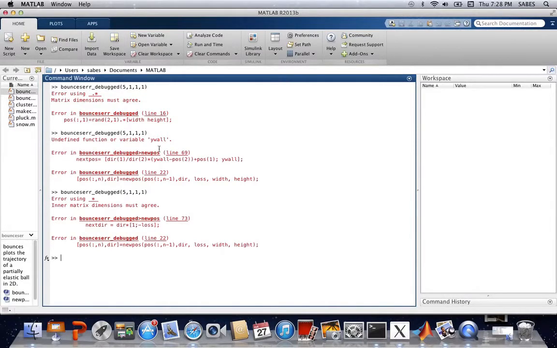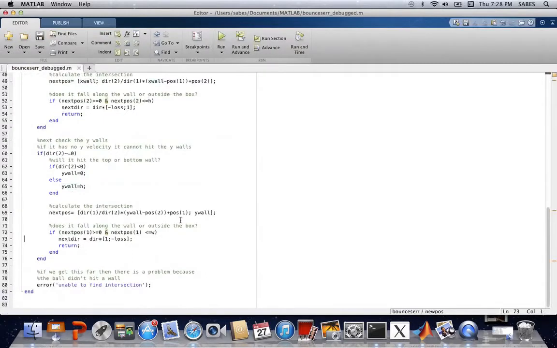Alright, so that error went away, but we have something new right now. It's again about matrix dimensions not agreeing somewhere, line 73. So if you go to line 73, we see this next direction. So that's the direction vector, and then it finds the next direction. So that should also be a 2 by 1 matrix, and we can see 1 minus loss, which is multiplying this velocity with the loss coefficient.